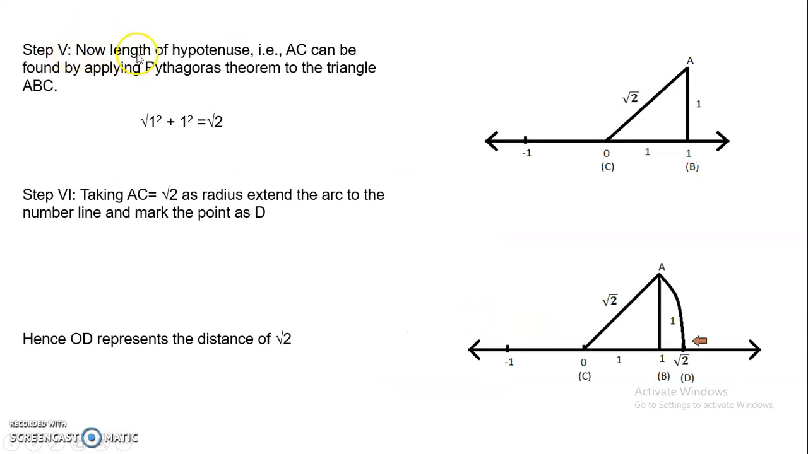Step 5. Now the length of the hypotenuse you have to find out by using the Pythagoras theorem. 1 plus this 1, this becomes under root 2.